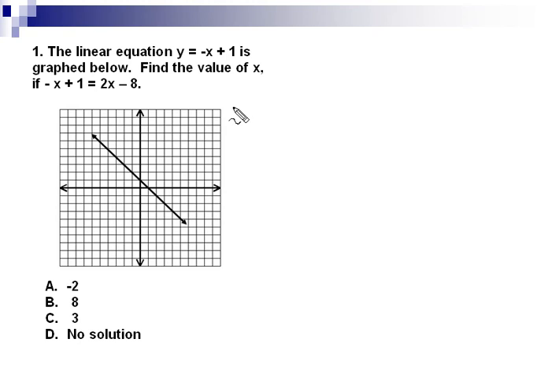So we'll begin by letting y1 equal negative x plus 1 and y2 would equal 2x minus 8. Since y1 is already graphed on the graph, you could graph your y2 on the graph and find the point of intersection. But to keep from making simple errors, we'll use our graphing calculator to solve this problem.